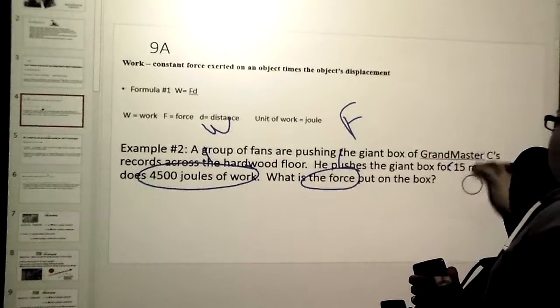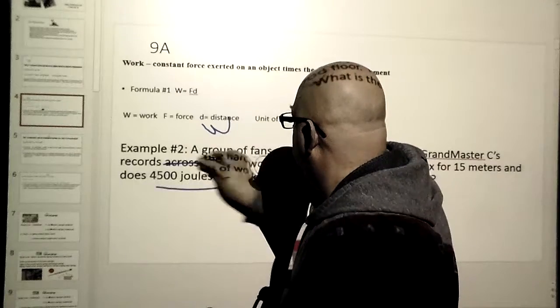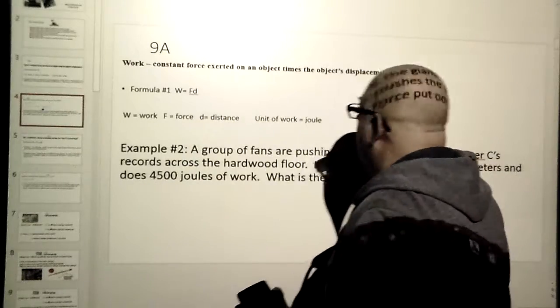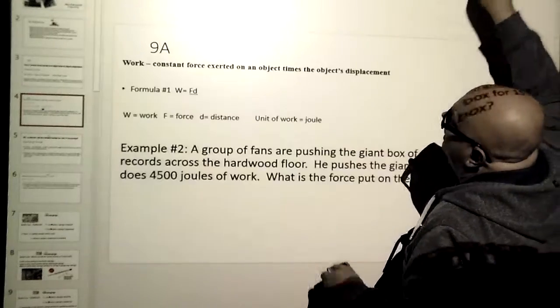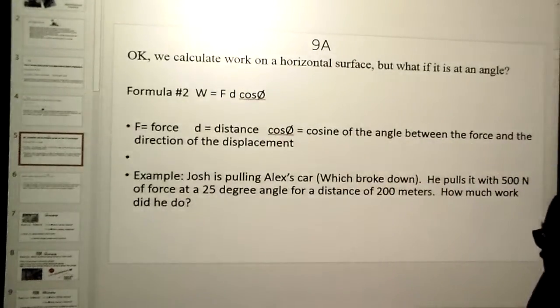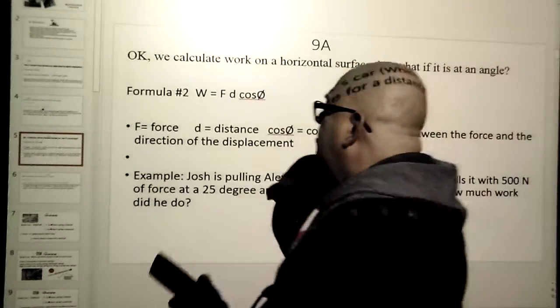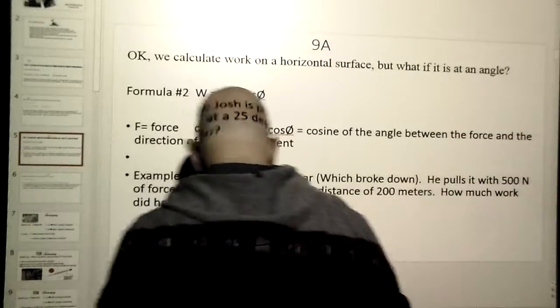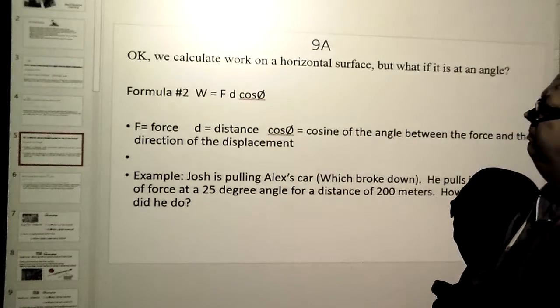So when we go on to the next one, we go on with the idea, ladies and gentlemen. So we go on to the next one. Now, that was calculating work on a horizontal surface. Very straightforward, very easy to handle. Now, what if it is at an angle?